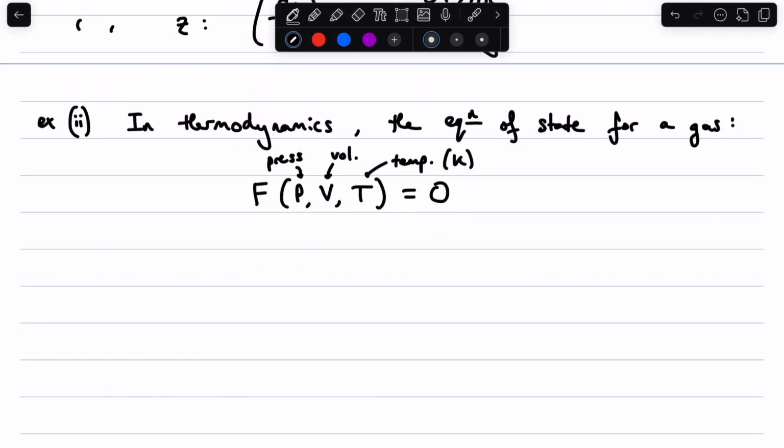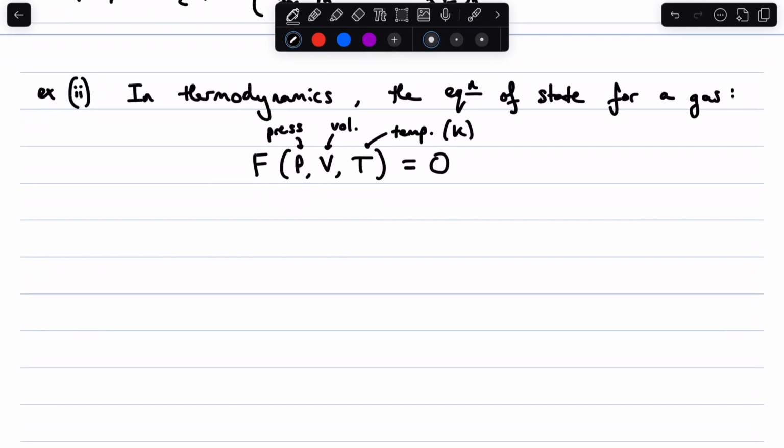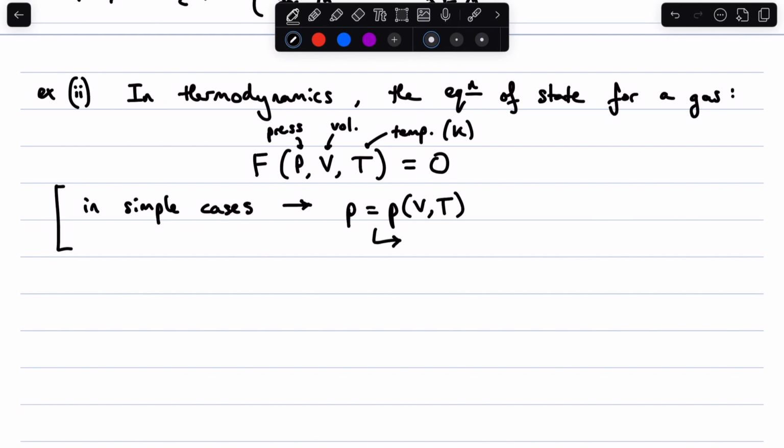So now if we look at an example, which is in thermodynamics, we'll use these partial differentials quite a lot. The equation of state for a gas can be written as this implicit function of pressure, volume and temperature, where temperature is absolute temperature in Kelvin. Only in simple cases, so I'm going to write this in brackets, we can give pressure as a function of volume and temperature. This isn't always the case, but in these simple cases, we can get pressure to equal a function of volume and temperature explicitly. And an example of that would be ideal gas.